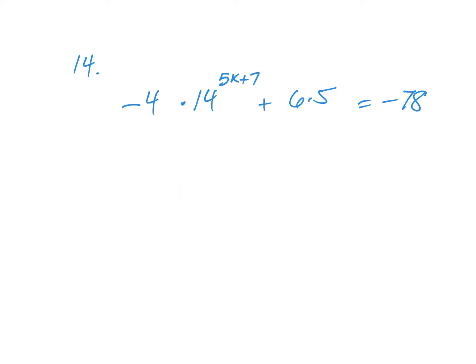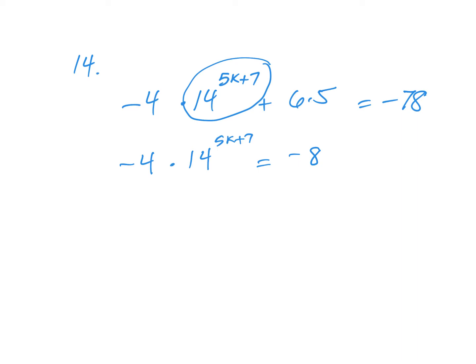Okay, on this one, the object is to get the part that has the exponent alone, okay? So the first thing you're going to do, you have to get rid of the -4, and you have to get rid of the 6.5. Which one do you get rid of first? 6.5. So now we have -4 times 14 to the 5k plus 7 equals negative 80.5.